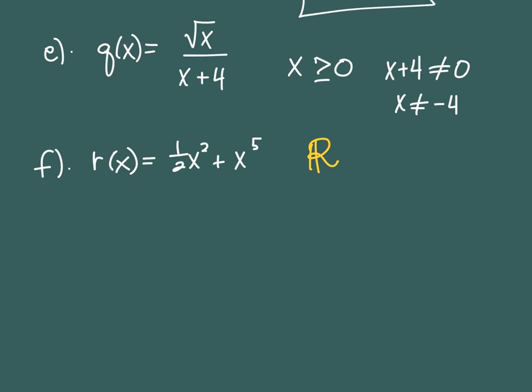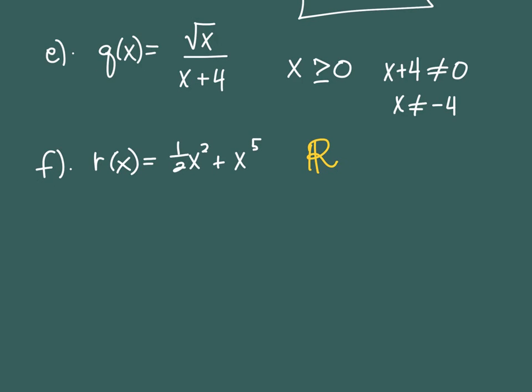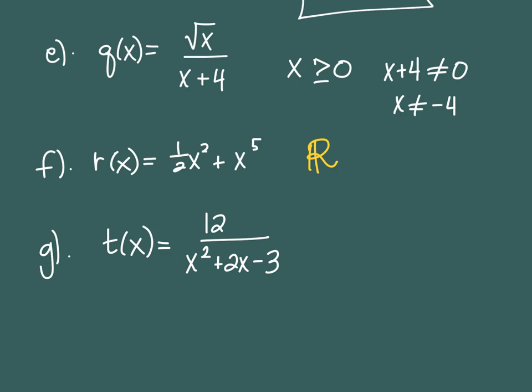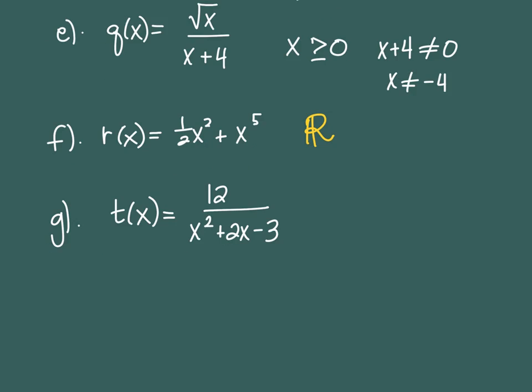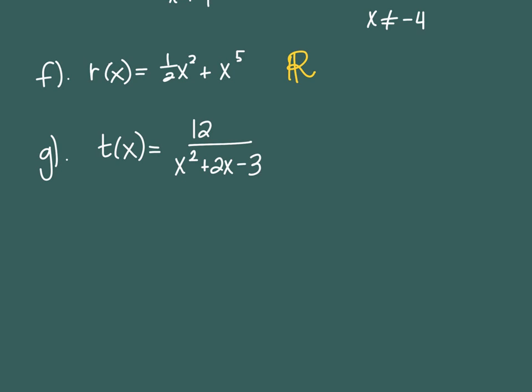All right, last one. Example G. T of x is the function 12 divided by x squared plus 2x minus 3. All right, last call. Does our bouncer for the domain have to worry about anything here? Yes. What rule does he have to be concerned about? The not equal to 0 rule. So what is not equal to 0? It's the part of the division, the denominator, x squared plus 2x minus 3.